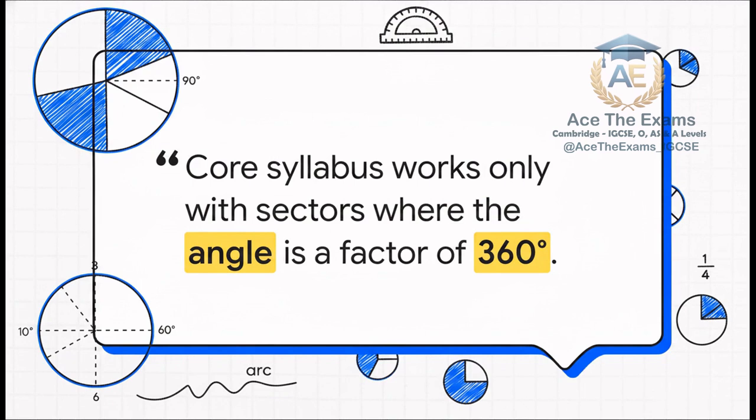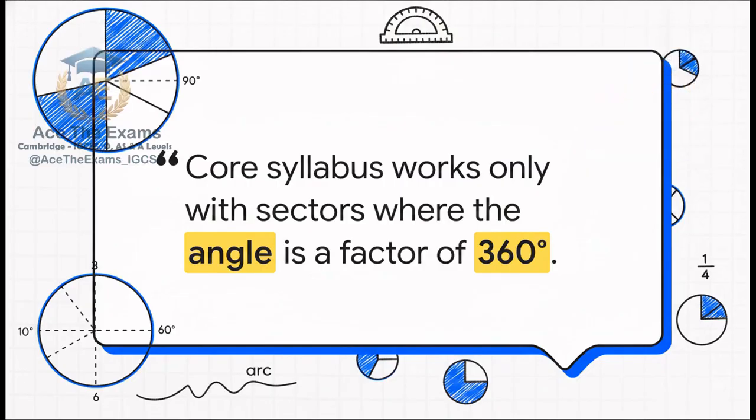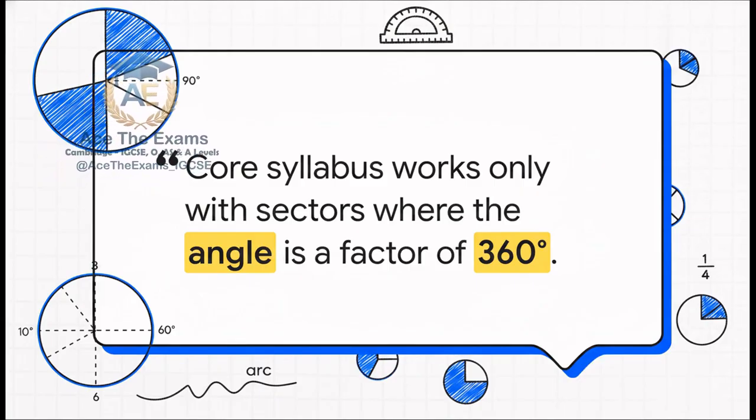And for those of you specifically following the course syllabus, take a deep breath. As this quote, straight from the syllabus notes, says: students following the course syllabus are only expected to work with sectors where the angle is a factor of 360 degrees. This is great news, guys. It means you're going to be dealing with clean, manageable fractions, allowing you to focus entirely on the core concepts rather than getting bogged down by messy decimals.